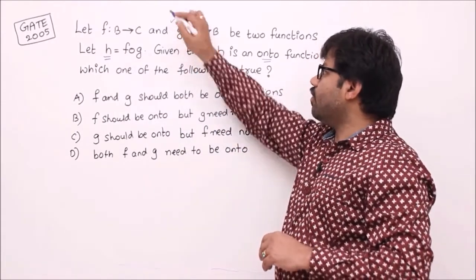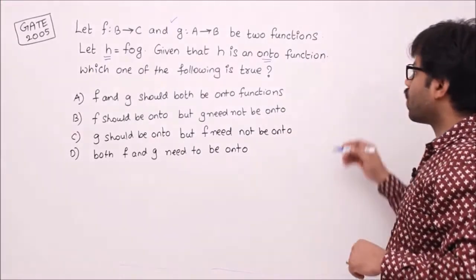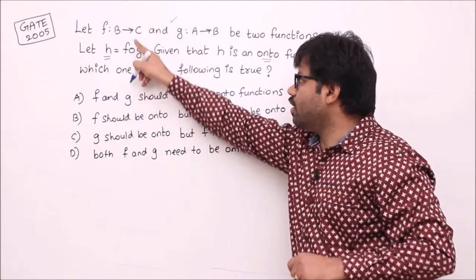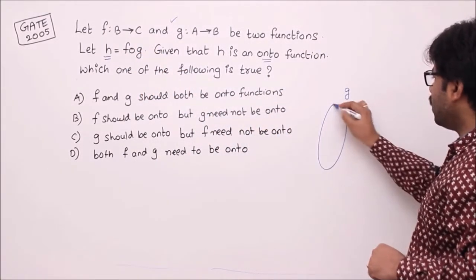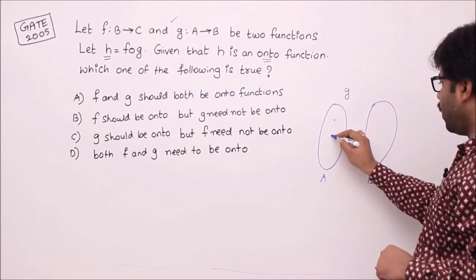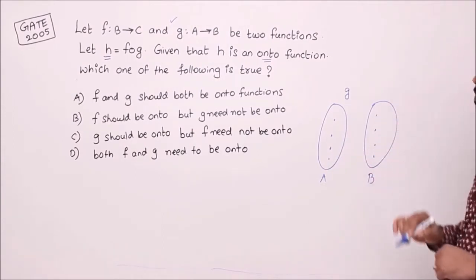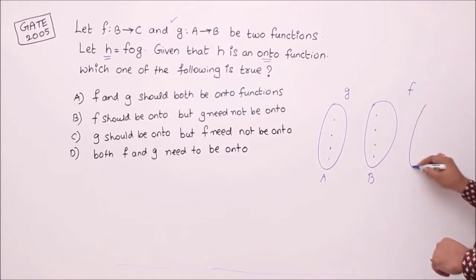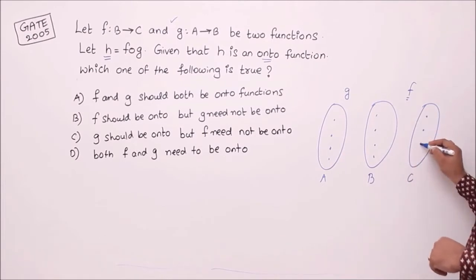Whatever information is given, let me write in a pictorial representation. Since our h is f circle g, right, let's begin with g. I am drawing g now. g is from A to B. Let's take some points, and in B also some points. This is g, and f is given from B to C, right? This is B to C. f is from B to C. Let me take some points.